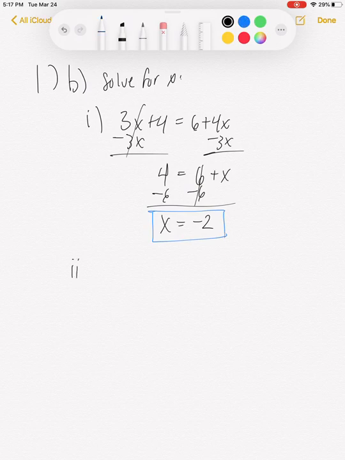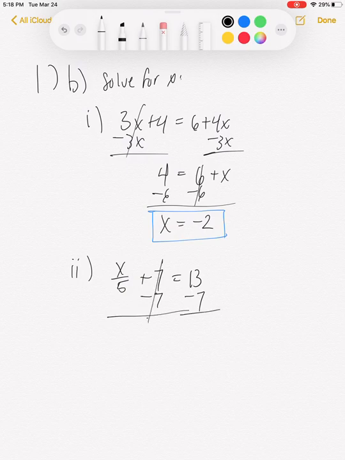Part 2 has x over 5 plus 7 is equal to 13. In order to get x by itself, we have to subtract the 7 from both sides, and that will go to 0 there. We have x over 5 is equal to 6. We multiply both sides by 5, and we have x is equal to 30. That's our answer for that one.